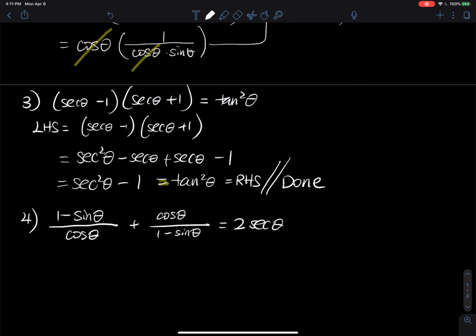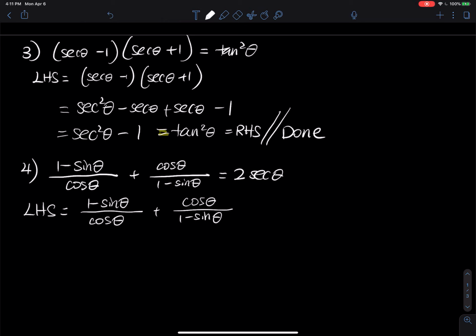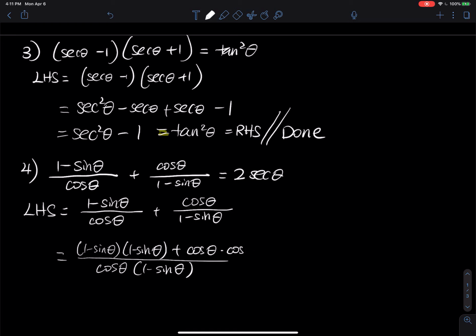This one, left hand side, more complicated. So I have 1 minus sine theta divided by cosine. I can do a copy and paste in here, but I choose not to. 1 minus sine theta. And then, common denominator, right? The only thing you can do. So we have a cosine, and then 1 minus sine. So this one we have 1 minus sine times itself, then that will be 1 minus sine times itself, and then plus cosine theta times cosine theta.